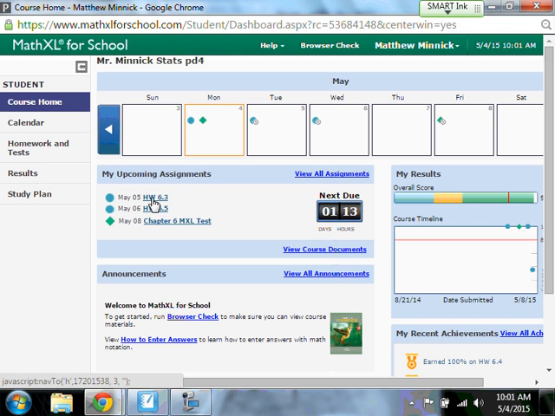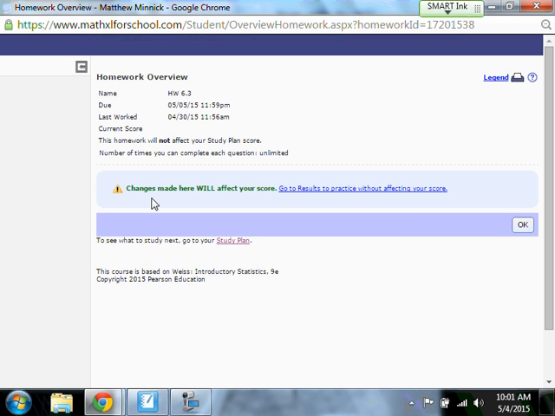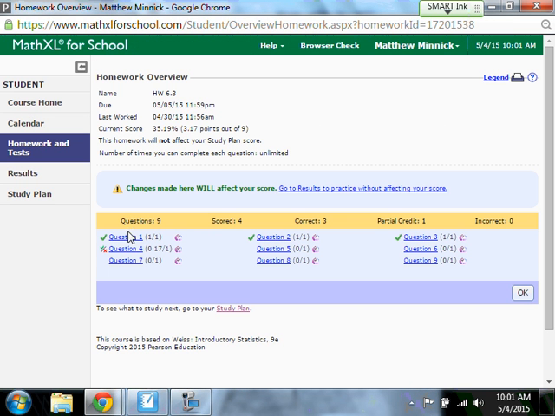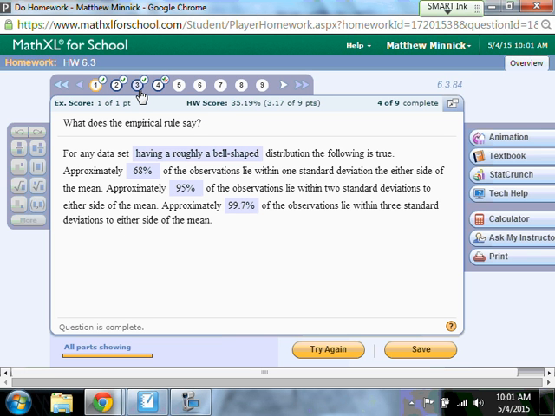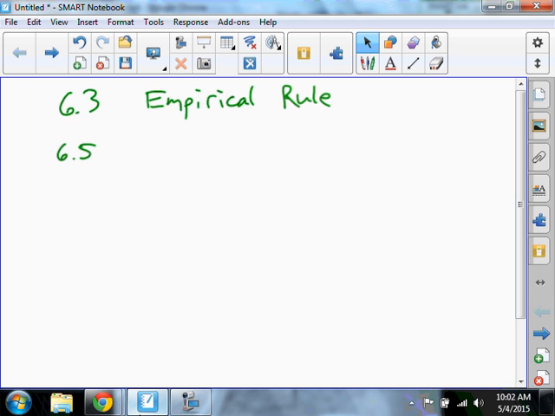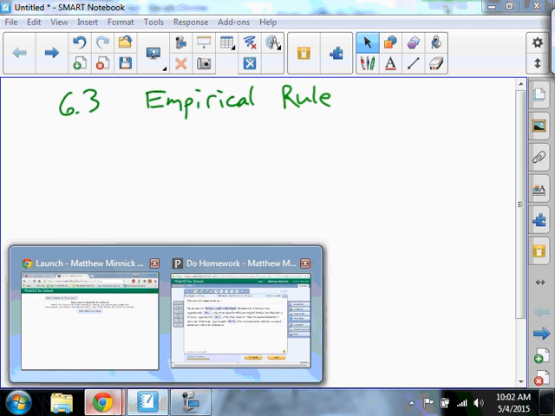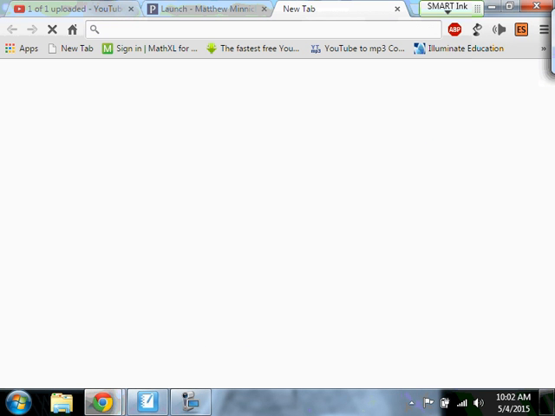So let's see. Homework 6.3. Looks like I already did part of it. This was that one. It's a pretty tough assignment, I'm not going to lie. So yeah, this empirical rule, I'll go ahead and talk about that. The empirical rule really talks about this normal curve. And it would probably be best if I just got a picture of this on the internet.